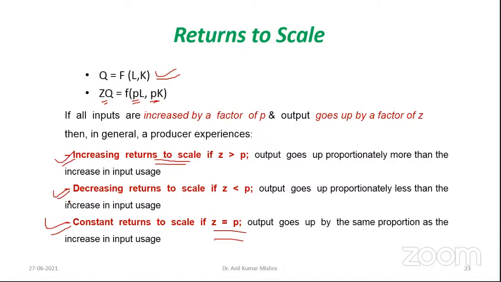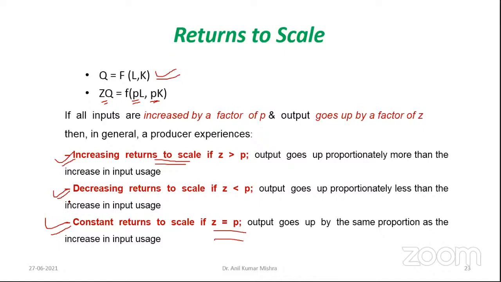So what is the proportion of the change in the input as compared to the output? That is called the return to scale. We have to compare the change in the output to the change in the input factor. That ratio you have to take. If the ratio is greater than one, we can say increasing return. If that ratio is less than one, we can say diminishing return. If it equals one, we can say it is called constant return to scale.